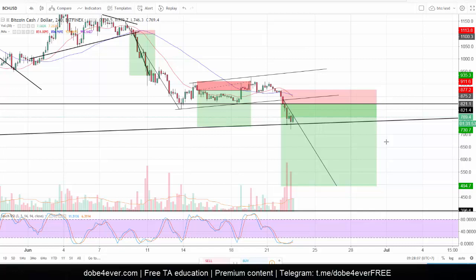Hey guys, welcome back. So I'm going to be updating here on the Bitcoin Cash versus US dollar charts. And actually I gave this trading signal yesterday when the price went exactly below the previous low here. That's why I drew this horizontal line here at the level of $821. And as soon as we started trading below this low, I shared this signal.